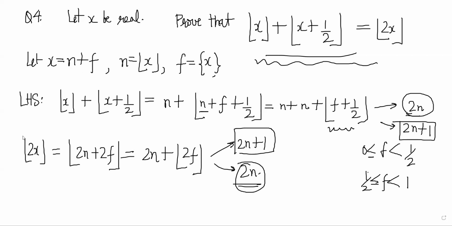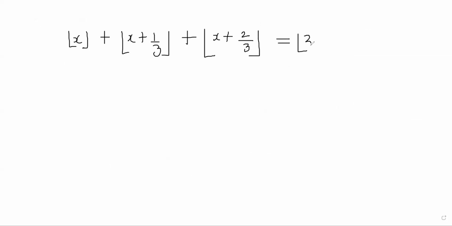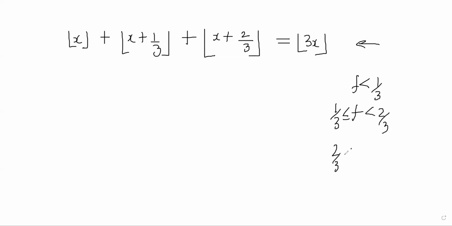Now the point is that we can extend this identity. We can extend it to this particular identity: GIF of x plus GIF of x plus 1 by 3 plus GIF of x plus 2 by 3 is equal to GIF of 3x. And eventually the proof of this is exactly similar to what we did for the half case. You'll just have to take the cases where f is less than 1 by 3, f is between 1 by 3 to 2 by 3, and then 2 by 3 to 1. These three cases you will have to consider, right?